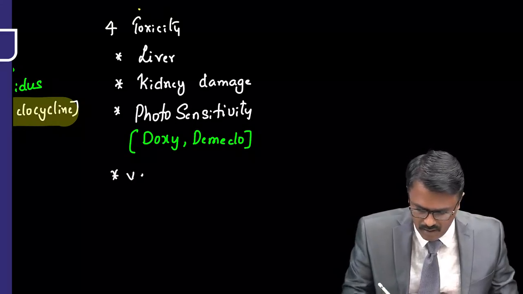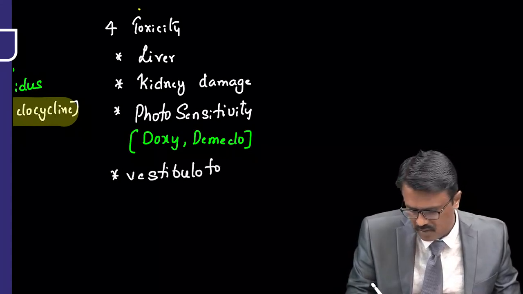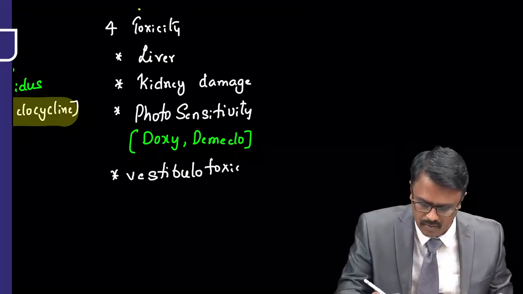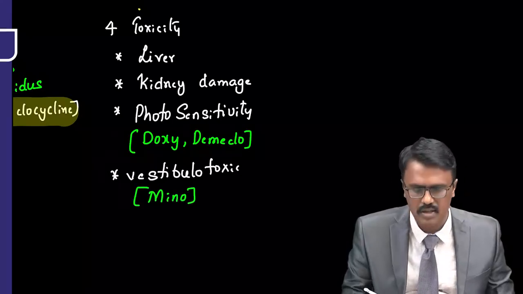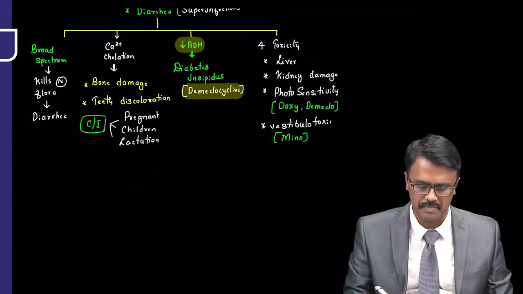Now, one more toxicity is vestibulotoxicity. So vestibulotoxicity means the patient will have loss of balance. Who will do that more? That is done by minocycline. So minocycline is going to do that. That is maximum with that. Maximum.